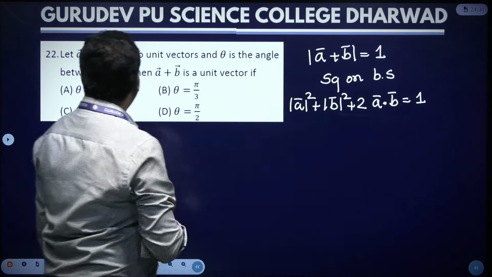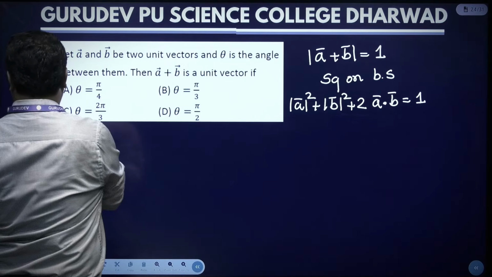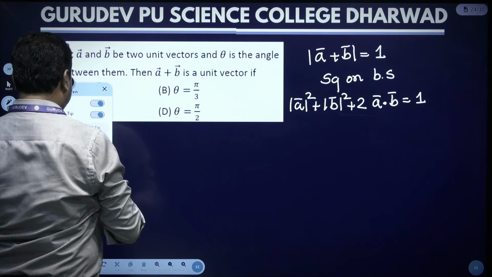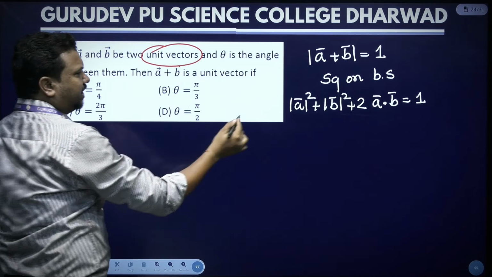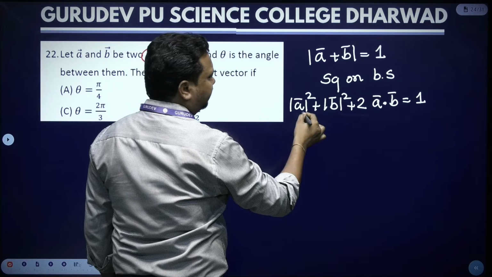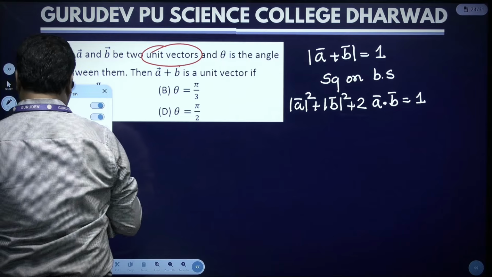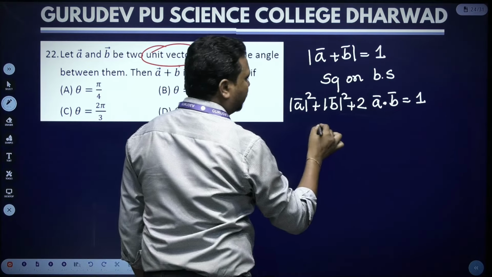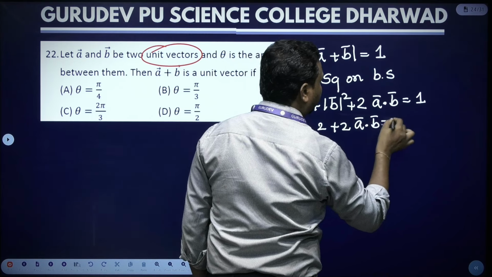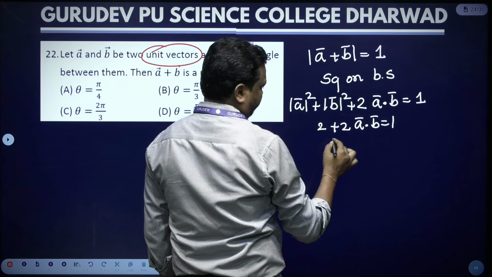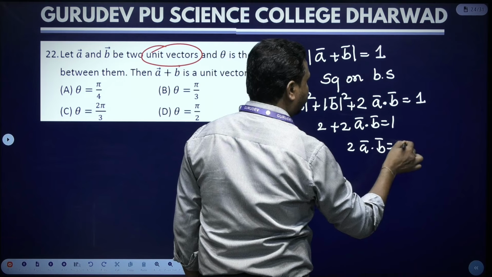And it is given that A and B are unit vectors. Therefore, I'll substitute the values: magnitude of A is 1, magnitude of B is 1. Your first two terms summation is 1 plus 1, 2, plus 2 A dot B is equal to 1. Therefore, 2 times A dot B is equal to 1 minus 2, which is minus 1.